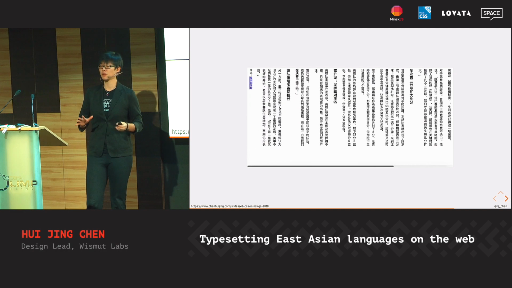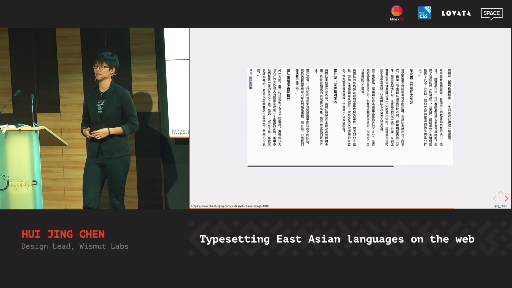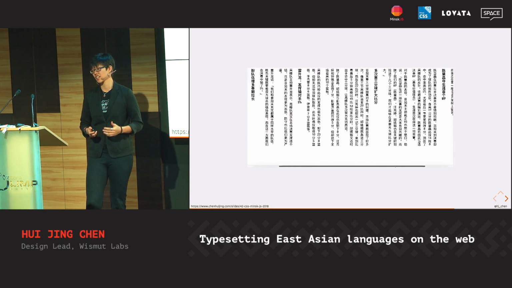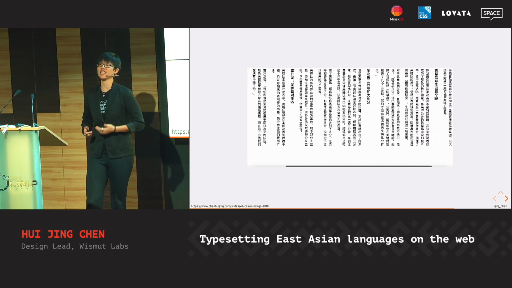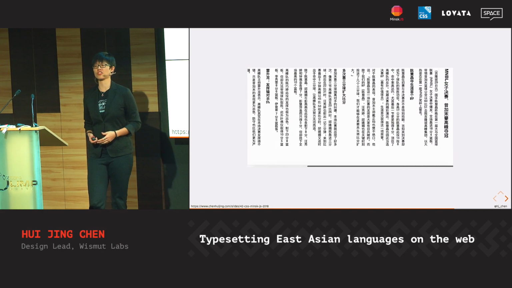Now, these writing mode properties allow us to properly typeset vertical text on the web, and it is a step towards ensuring that a key aspect of East Asian culture can live on in the digital world, and maybe even thrive.